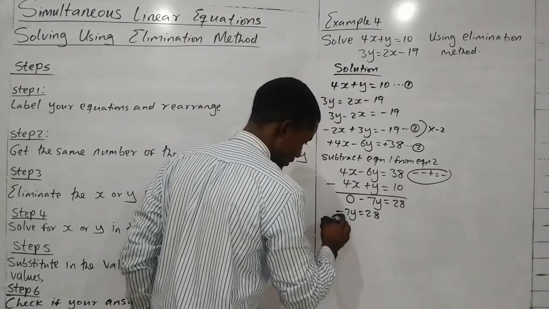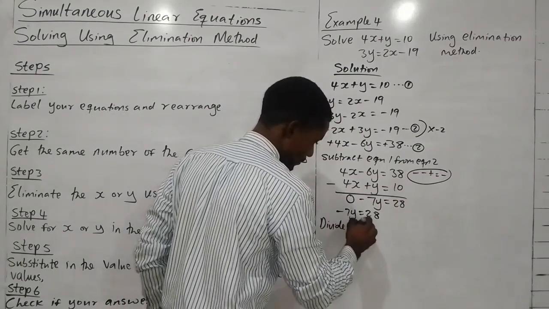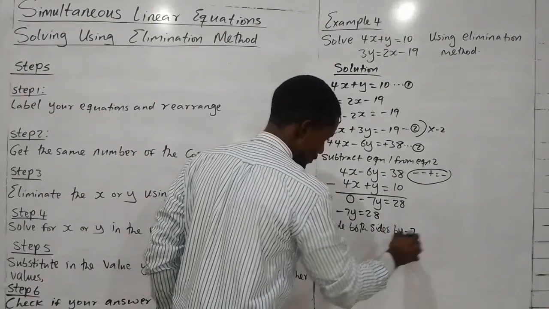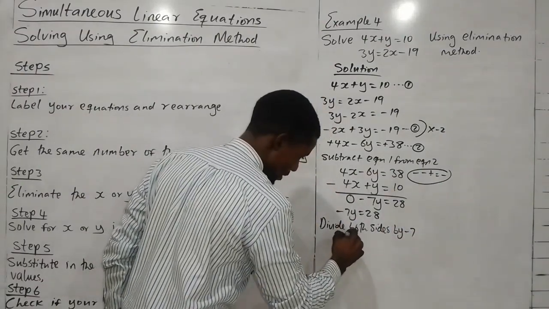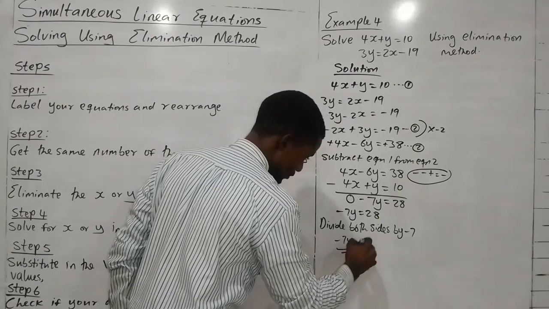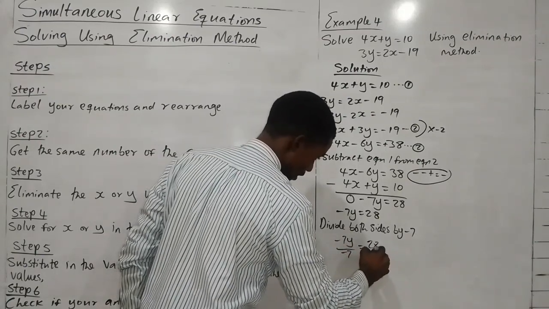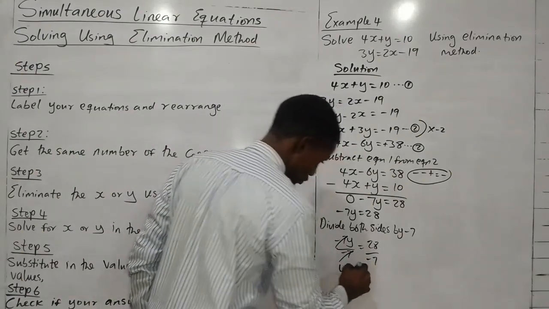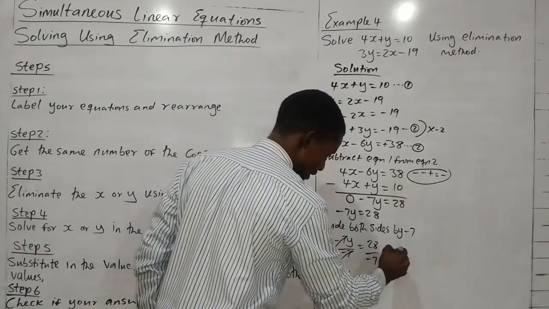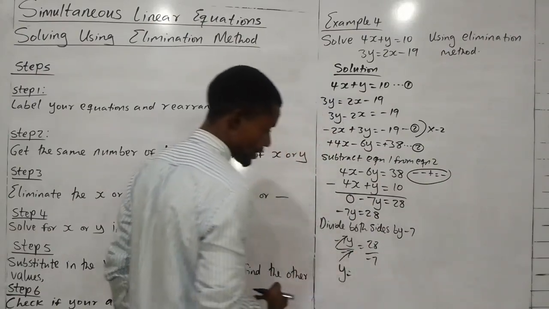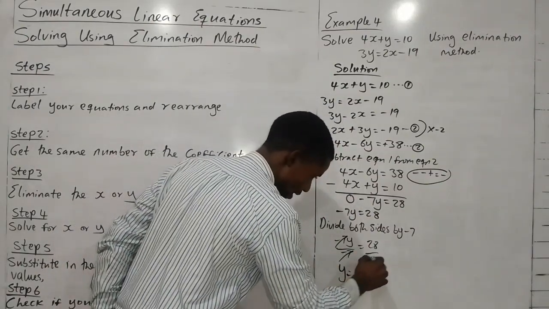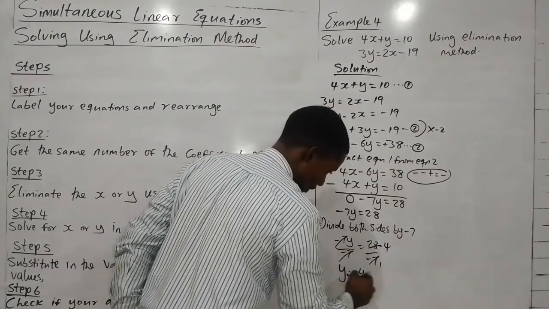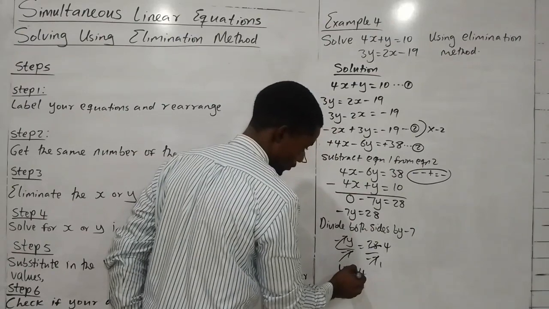We divide both sides by minus 7, which is the coefficient of y. So I'll have minus 7y over minus 7 equals 28 over minus 7. So my y will now equal... 7 can go into 28 how many times? It can go 4 times. So I'll have minus 4. My y is minus 4.